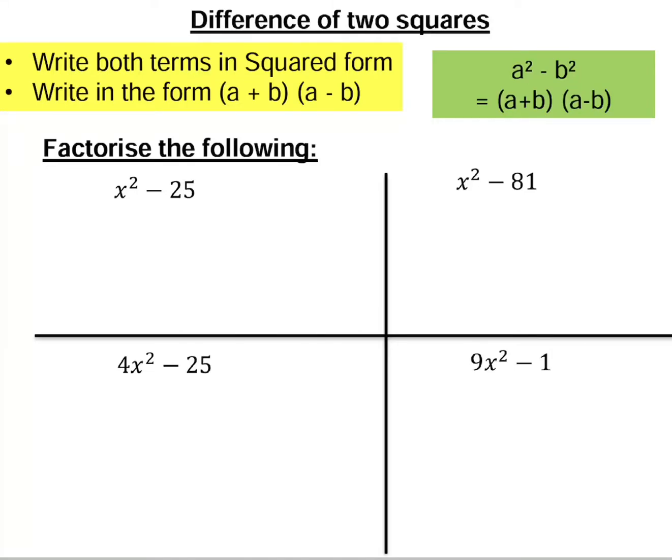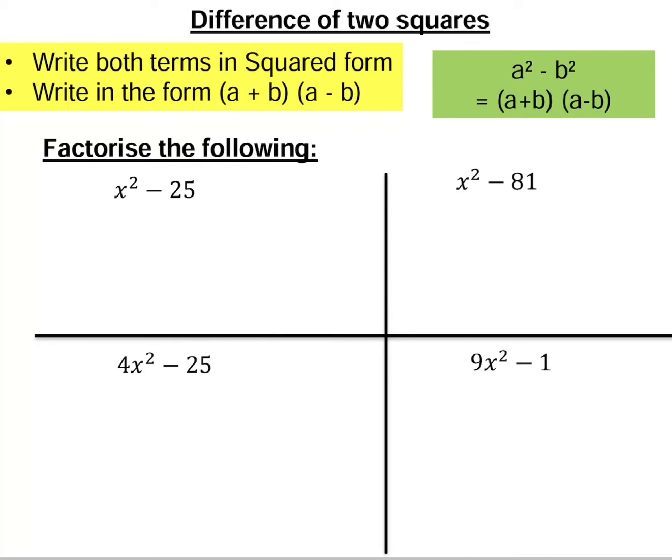In this video, I'm going to be showing you a few examples on the difference of two squares. So, difference of two squares is a factorizing method when you have something squared minus something squared. So if you look at the yellow box, we need to write both terms in squared form and then write in the form a plus b, a minus b. The green box is something similar. If you have a squared minus b squared, so something squared minus something squared, then you write it in the form a plus b, a minus b. So this will make a lot more sense when you see the examples.